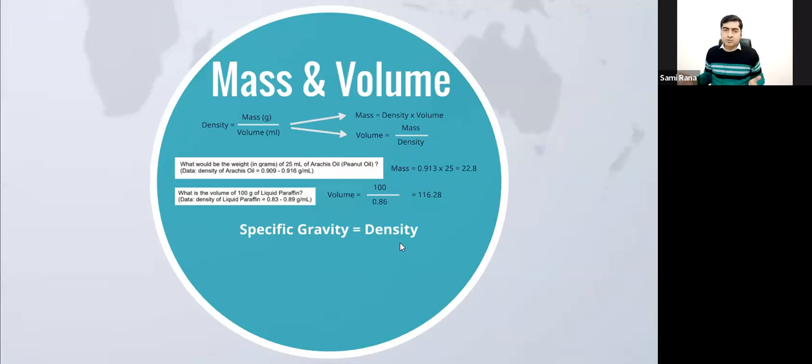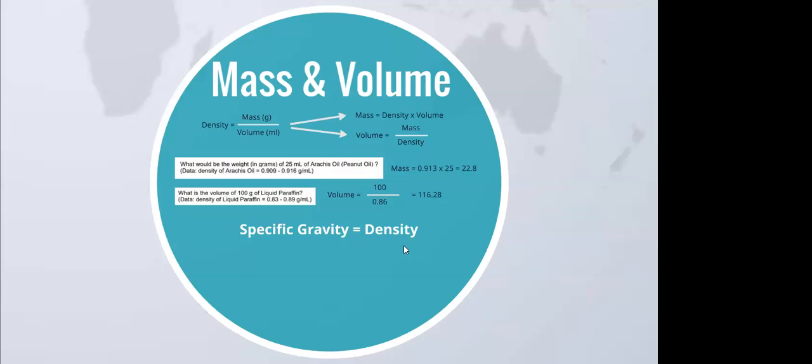Maybe they are talking about millimoles, moles, and at some part of the question, you need to change mass with volume or volume with mass. So you will use this simple formula in those complex questions. I hope you understand it.